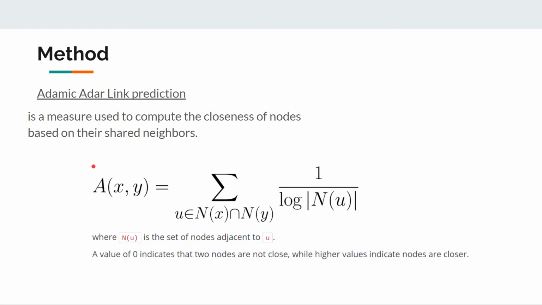To calculate the score according to the calculation, this is the node that is existing in the vector U. The resulting score will contain a value where 0 means that the two nodes are not close to each other, and higher values mean the nodes are closer to each other.